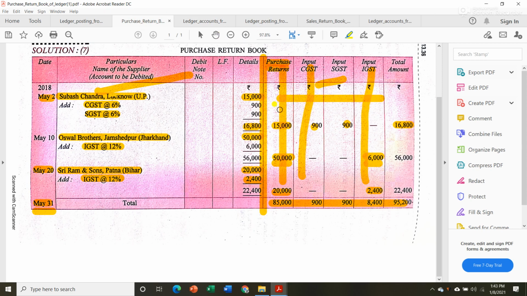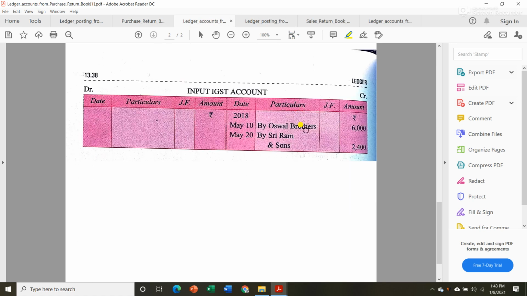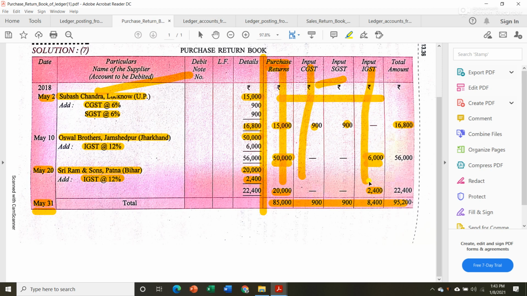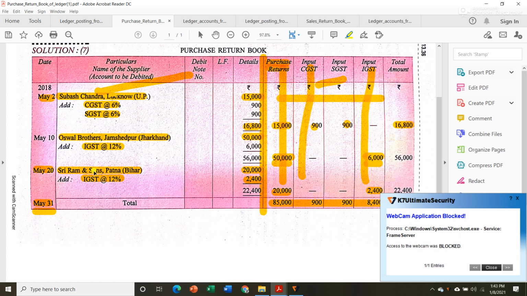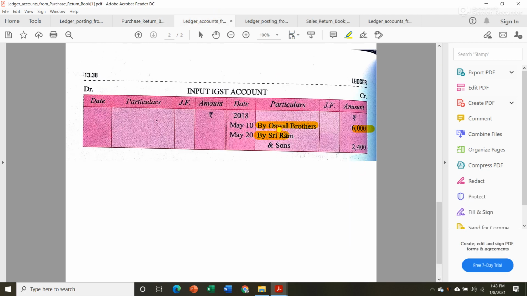Then next at the last column, input IGST, first amount is appearing 6,000 related with Oswald Brothers, so we will write by Oswald Brothers 6,000, and the next amount is appearing 2,400 related with Shriram and Sons, so in ledger we will write by Shriram and Sons 2,400.